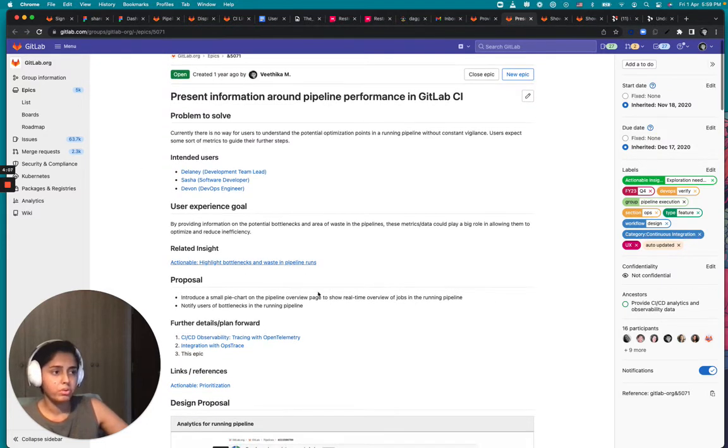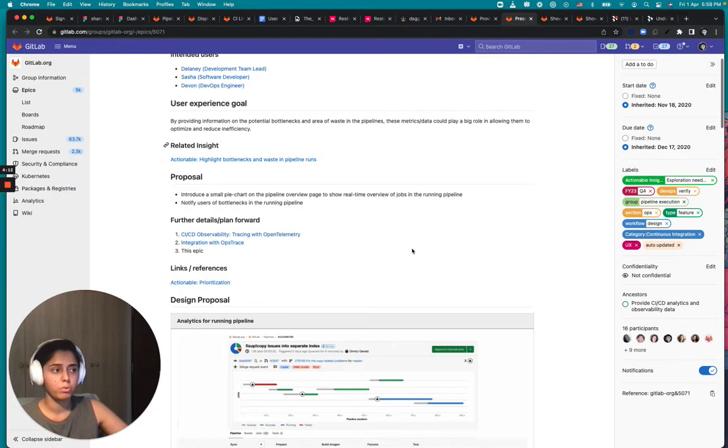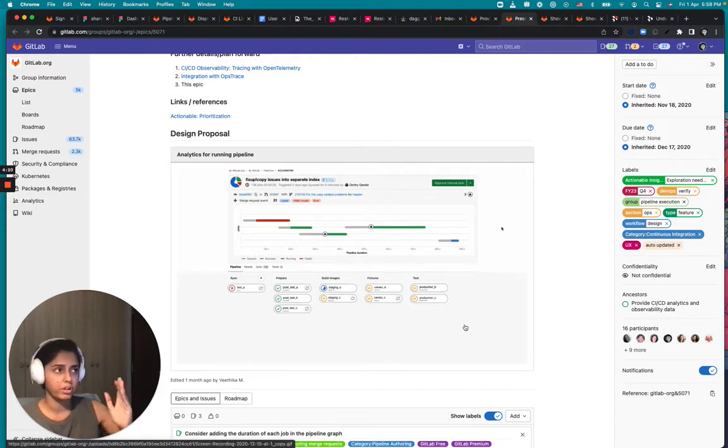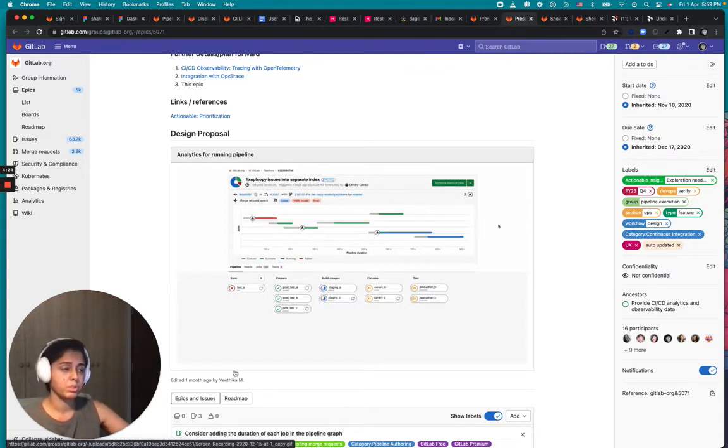But if you look deeper, if you look into the proposal, the problem stated, and the user experience goal, this mostly talks about the running pipeline. That means it only talks about the pipeline performance information, but for the pipelines which are currently running. And the proposal was that this would sit on the pipeline details page.